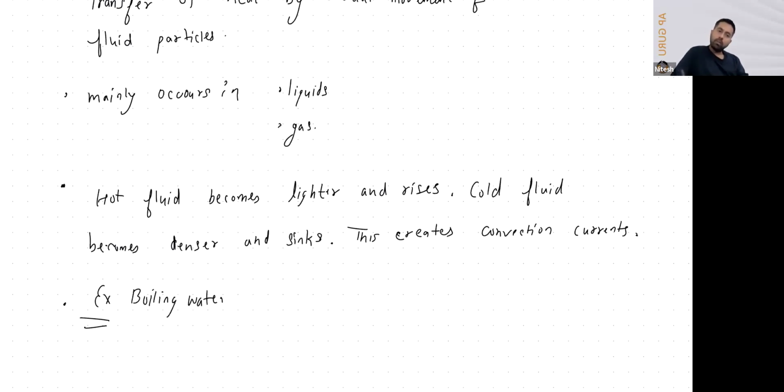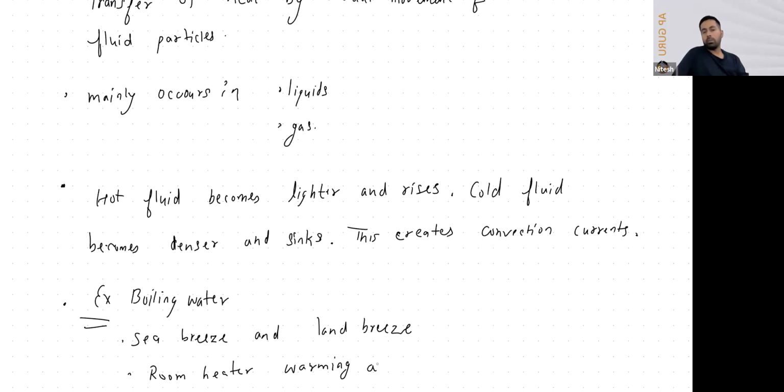So an example can be the boiling water. It can be the example we already explained, the sea breeze, and make sure to draw the diagram of the sea breeze and the land breeze, which I made just before that. Or maybe the room heater. Just make this diagram also, okay? The room heater warming air. And if a question comes up in the exam about convection, make sure to draw the diagrams. Okay, fine. Write this down.